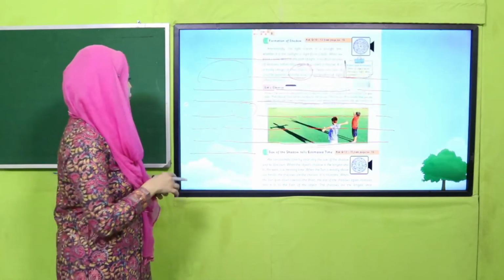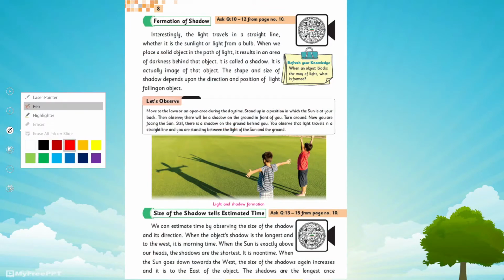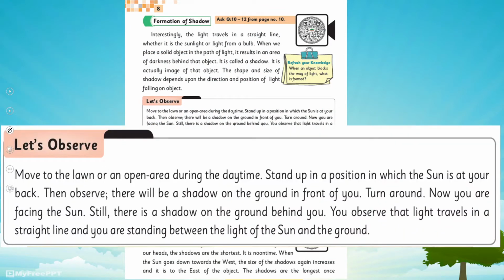So my dear students, now the time for an activity. So what you need to do is, let's observe. Move to the lawn or an open area during the daytime. Stand up in a position in which the sun is at your back. Then observe there will be a shadow on the ground in front of you. Turn around. Now you are facing the sun. Still there's a shadow on the ground behind you. You observe that light travels in a straight line and you are standing between the light of the sun and the ground. So my dear students, this activity will be really fun.